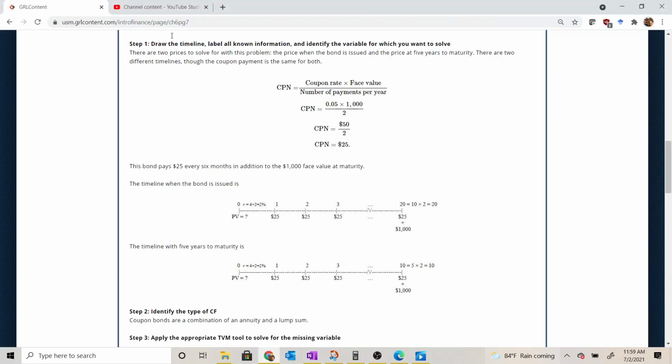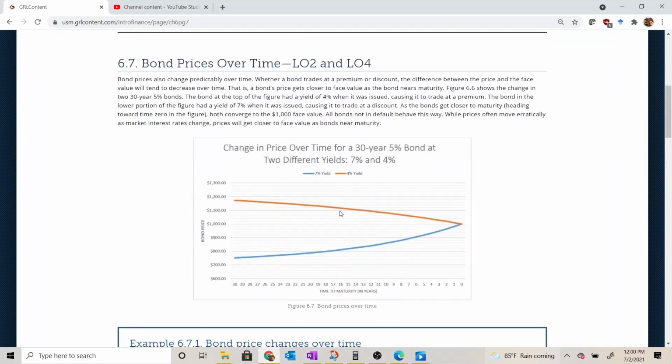In fact, we can see that drawn out here. We've got 2 bonds mapped out on this chart in the text. We've got one that starts out trading at a premium, like the one we just looked at. What's mapped out in this graph is what happens to the bond price over time, assuming the yield remains constant. It moves closer and closer to the face value of $1,000. The same is true of a bond that starts out trading at a discount. That price is going to increase over time as it moves towards the face value. Holding everything else constant, that's always going to happen with bonds.